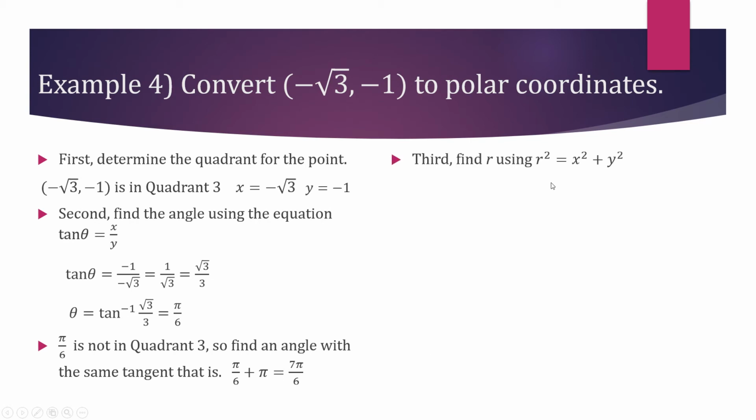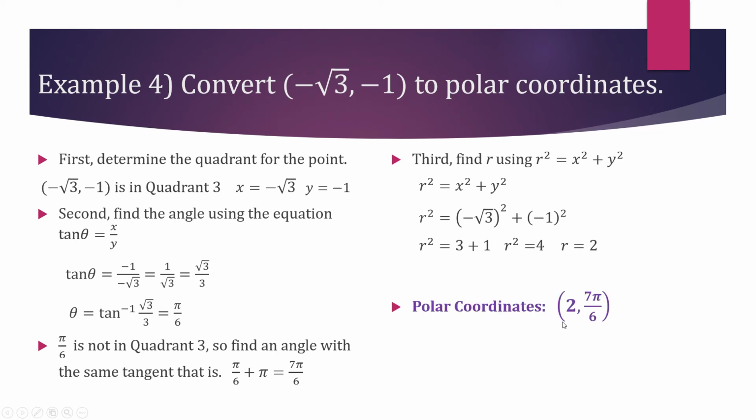Use your Pythagorean theorem-based equation here, r squared equals x squared plus y squared, to find your value for r. So r squared equals x, negative root 3 squared, plus y, negative 1 squared. Well, negative square root 3 squared is 3. Negative 1 squared is 1. 3 plus 1 is 4. So we have r squared equals 4. We take the square root, we get r equals 2. So our polar coordinates are (2, 7 pi over 6).